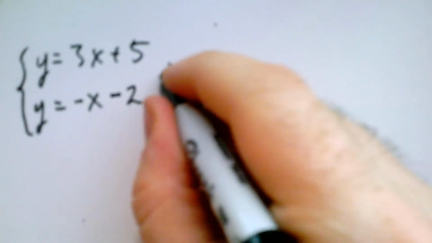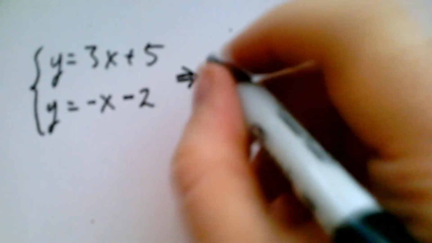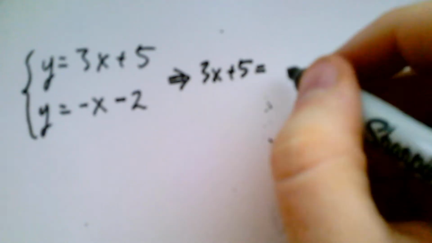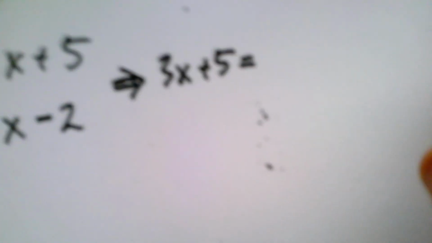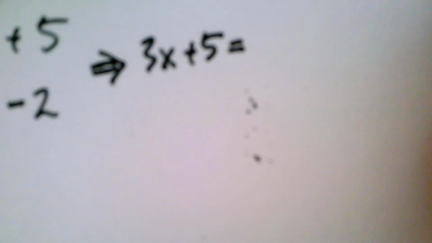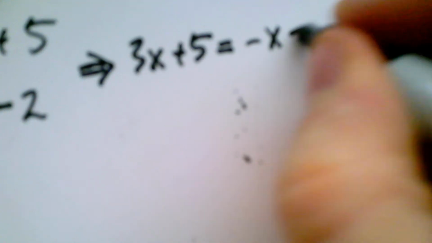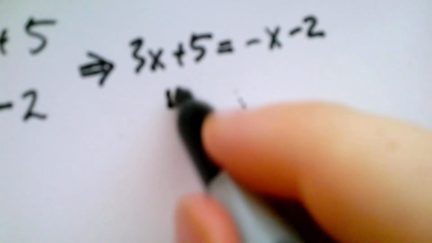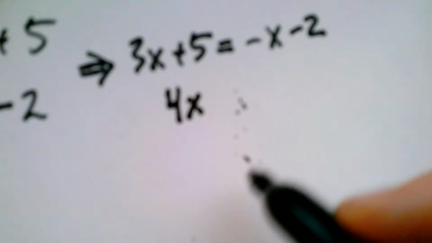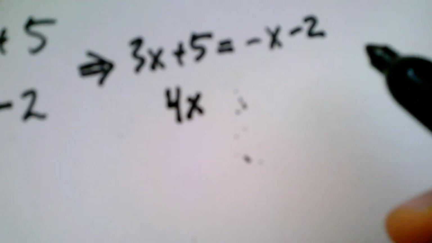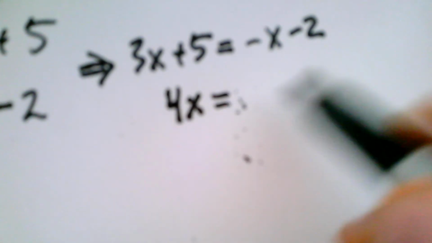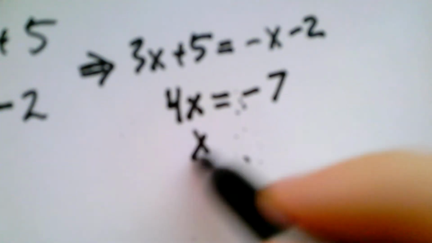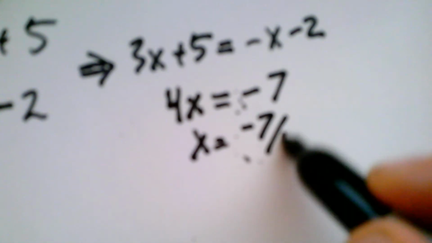So I can write, if I'm trying to find the place where they intersect, I can rewrite this as 3x plus 5 equals negative x minus 2. And I want to bring all of my x's to the same side of the equation, so I add x to both sides and I get 4x. I want to bring all of my non-x's to the other side, so I subtract 5 from both sides and get negative 7. And that means that x is equal to negative 7 over 4.